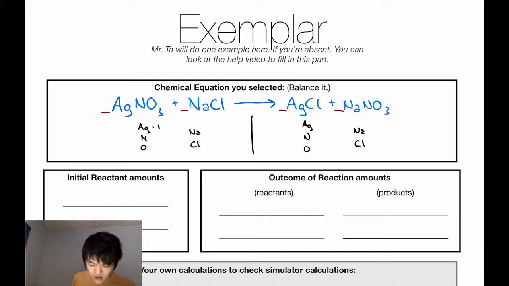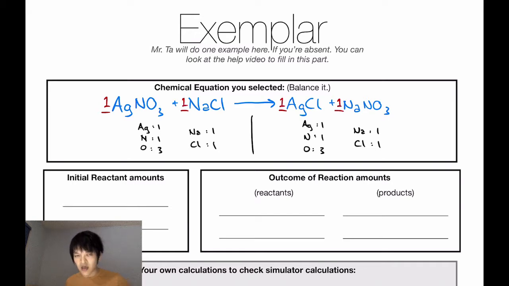Silver is 1, nitrogen 1, oxygen 3, sodium 1, chlorine 1. And on the product side, we're doing the same thing. I've got 1 silver. For nitrogen, there's 1. Oxygen is 3. Sodium is 1. Chlorine is 1. Okay. In this instance, all of the coefficients are going to be 1 because this unbalanced chemical equation is actually already balanced. So I don't have to do anything here. For yours, you might have to actually balance it, all right?